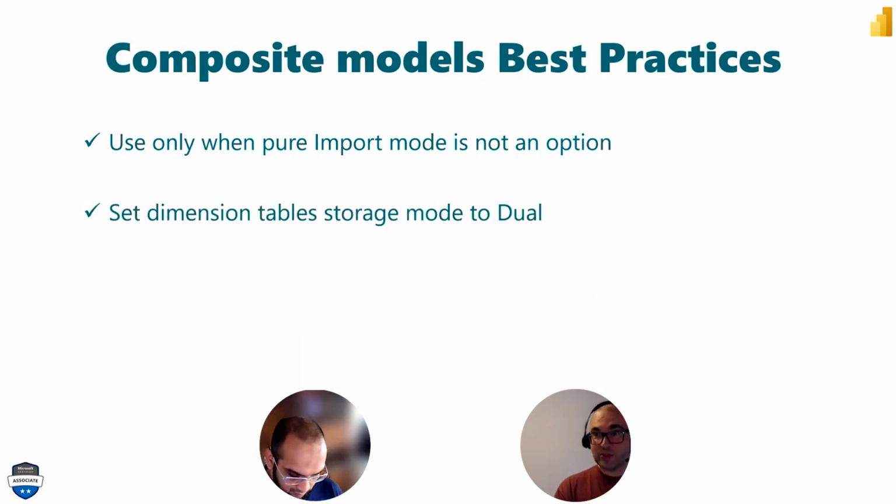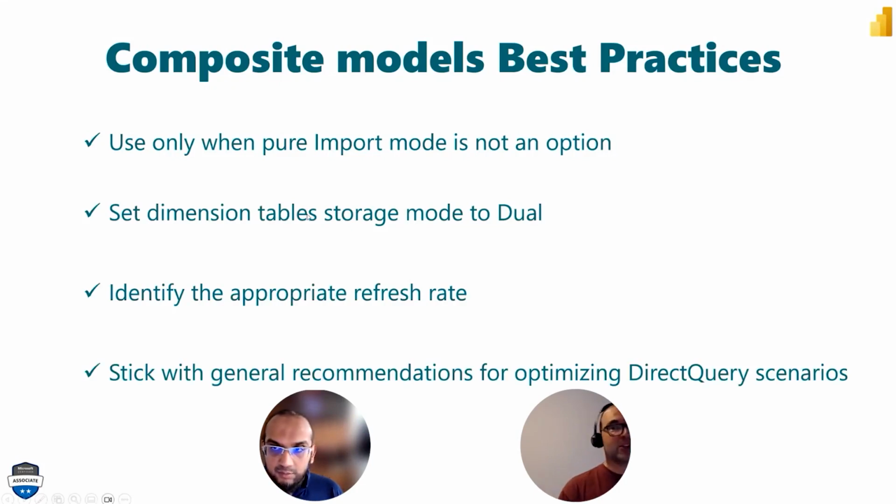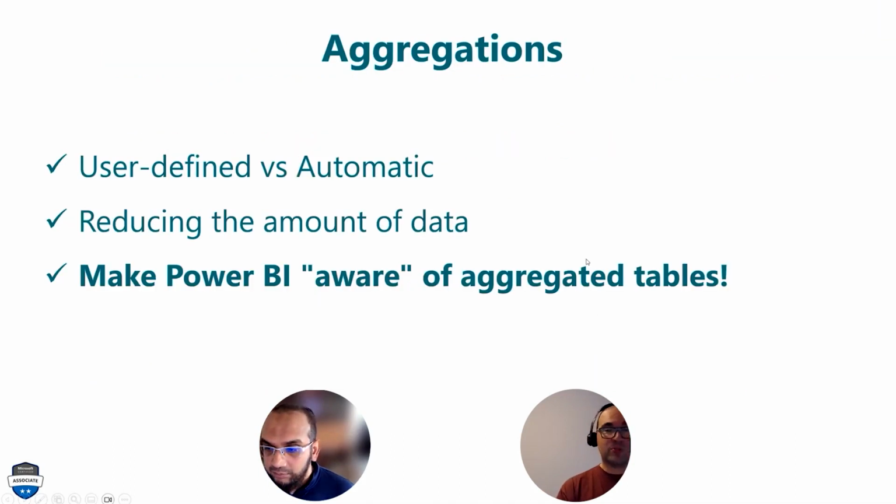Set dimension table storage mode to dual because of this limitation with limited and regular relationships, and identify the appropriate refresh rate so you always have the latest data available for import mode data sources, and stick with general recommendations for optimizing direct query scenarios. Composite models are usually implemented together with aggregations.